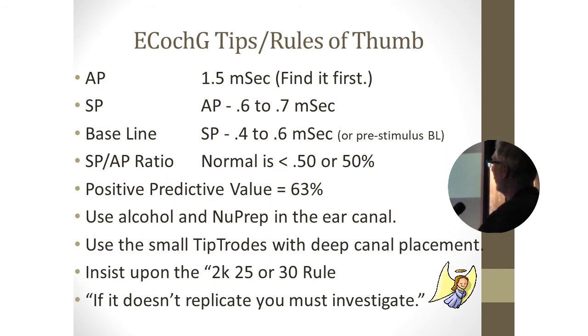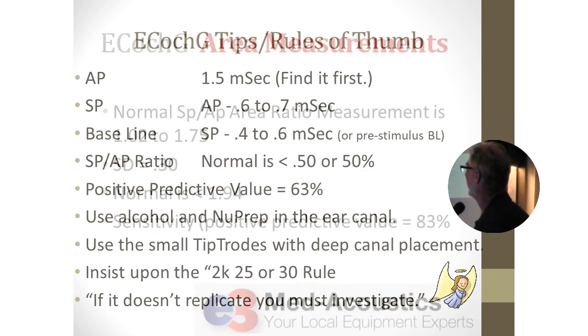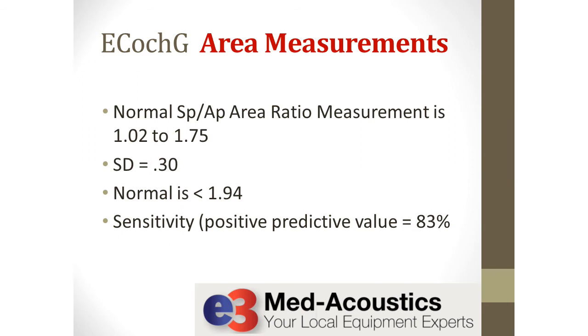And of course, like everything, remember, if it doesn't replicate, you must investigate. I see people that don't have replicable ECOG responses, and they just keep on doing one after another and another until they get a bump that comes up around 1.5 milliseconds, and they call that the action potential, and they mark something at the bottom somewhere as a summing potential, and it's nothing because it doesn't repeat. It just happens to be random EEG that showed up like that. If you do it enough, you'll find one, even when it's not there.